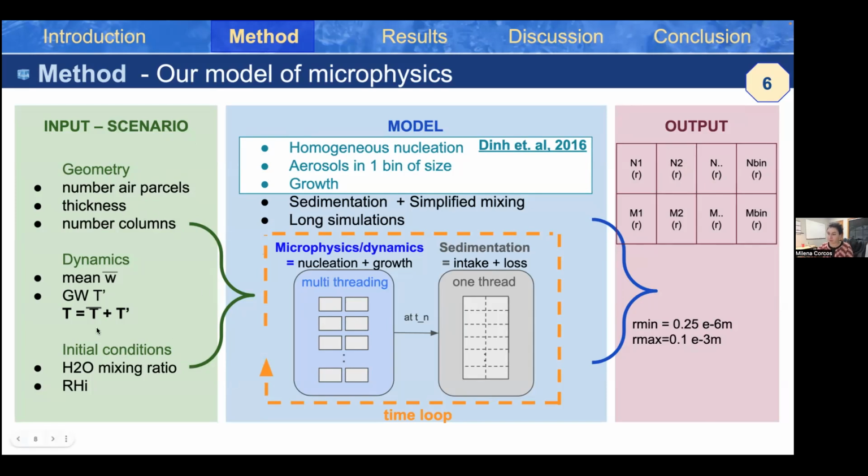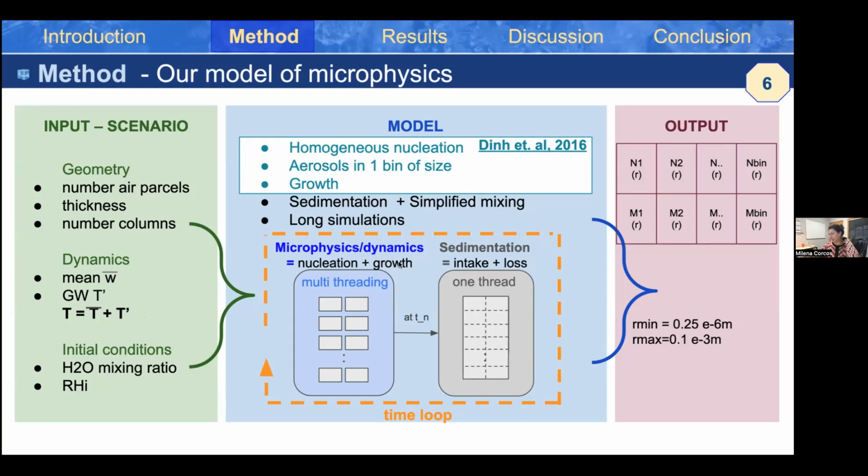We can also apply some initial profile of humidity, and finally apply a dynamic scenario with a mean vertical ascent, W bar, that will set the evolution of the background temperature T bar, or also adding the temperature fluctuations from the waves T prime. Then the core of the model is represented in blue. We represent homogeneous nucleation, growth and sedimentation of the ice crystals, as well as horizontal mixing, very simple horizontal mixing that takes into account some wind shear.